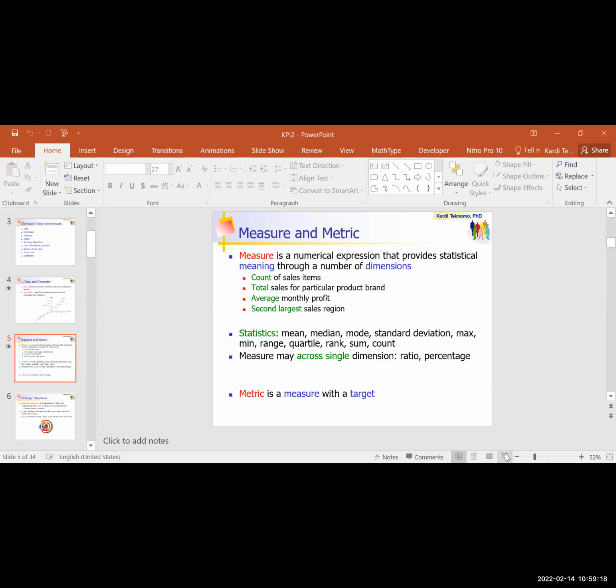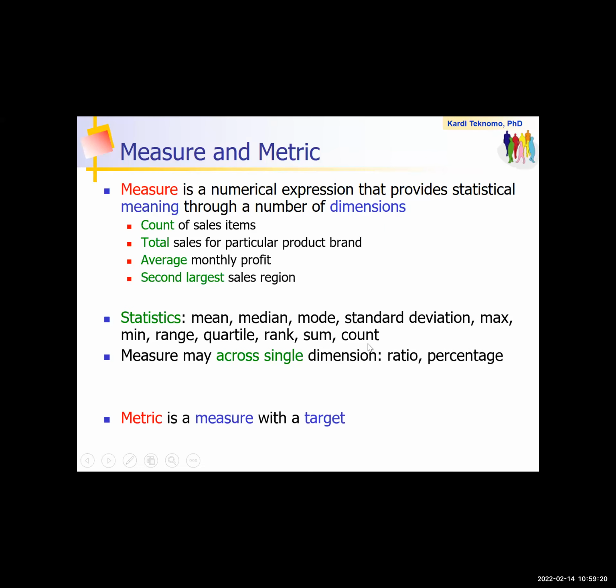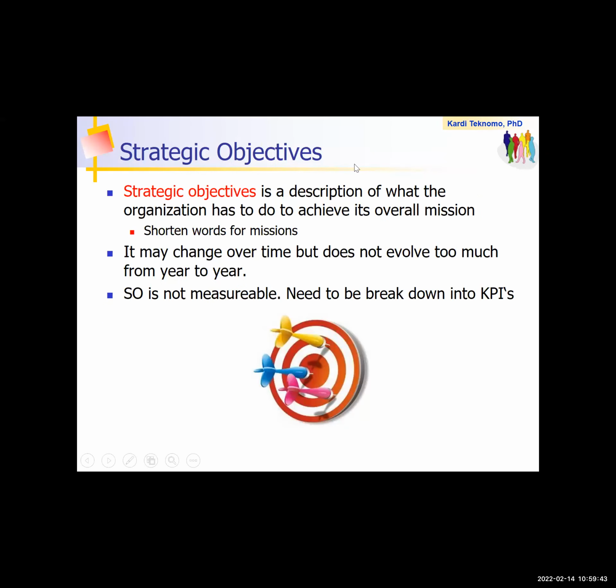So back here. Okay. Now the measure here can go across any single dimension. So you can take the ratio between two measures, or you can take a percentage. Now we call the measure metrics when you have a measure with a target, with a benchmark.